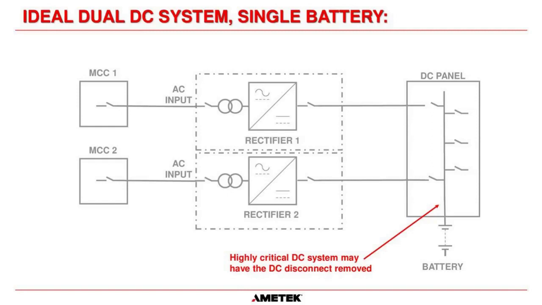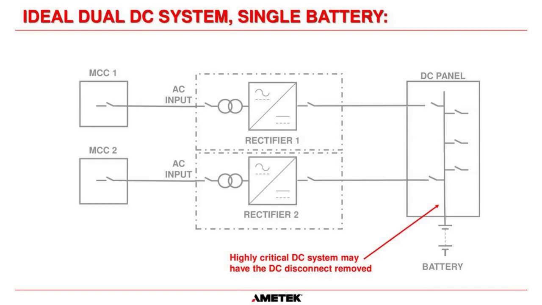Now, this is identical to the picture before, but in some highly critical DC systems, they may not have a disconnect for the battery. The battery may be connected directly onto the DC bus. And a good example of this is DC lube oil pump systems for turbines. They don't want anything to interrupt power from the battery.